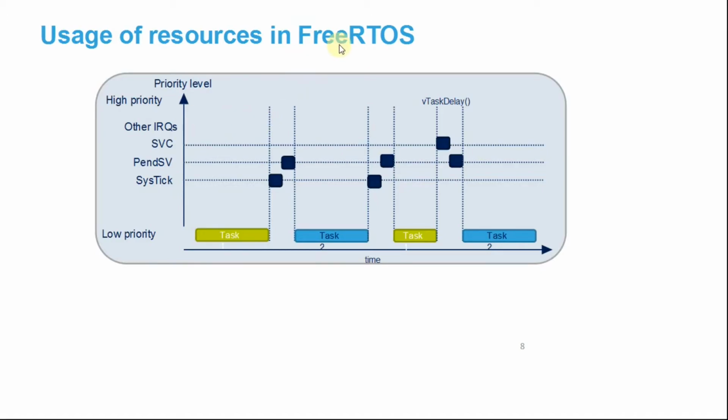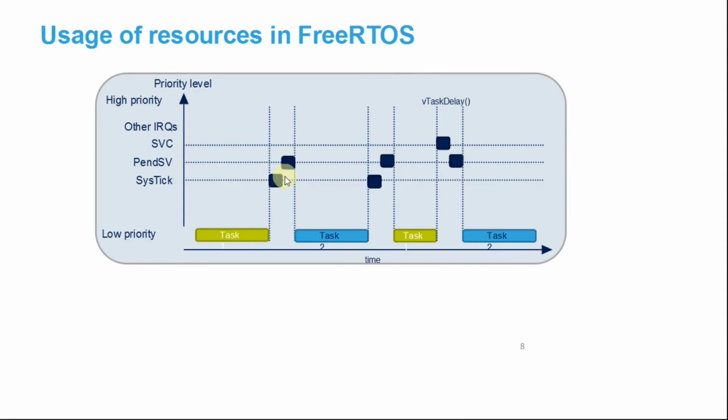Now I'm going to explain how the FreeRTOS will execute the application tasks by using these three resources. I have explained already that the SysTick will generate the 1 millisecond period of time. So let's say, for example, as I told you previously, task 1 has a higher priority compared to task 2. Initially the scheduler will take task 1 for the execution, and once task 1 is completed within the 1 millisecond period of time, then immediately the SysTick interrupt will occur.